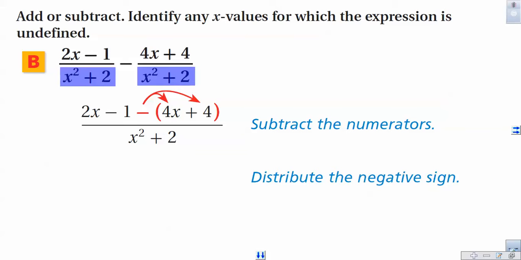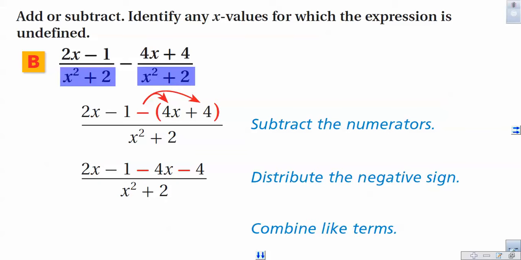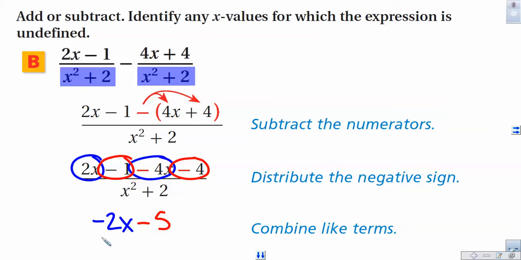So we distribute that minus sign to the positive 4x and the positive 4. Now what we have is minus 4x and minus 4. Then we can combine our like terms. When I take my 2x and subtract my 4x, that gives us negative 2x. And when I take my negative 1 and minus 4, that gives us a minus 5, all over that x squared plus 2.